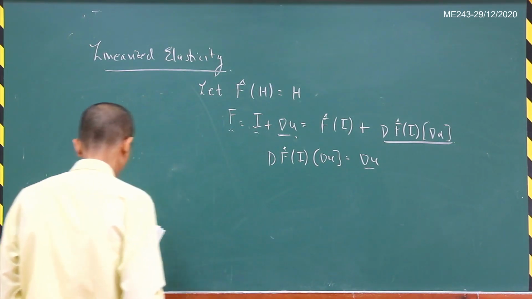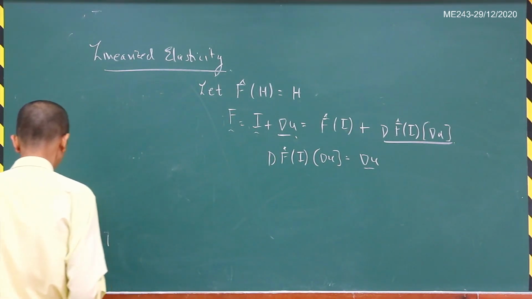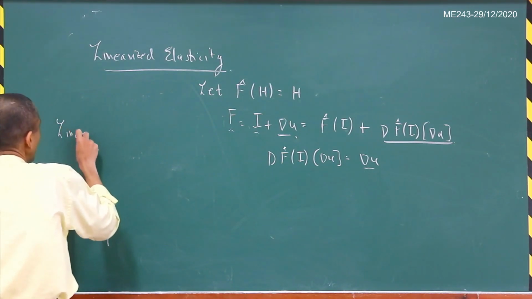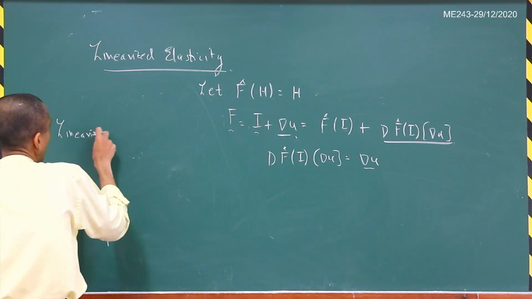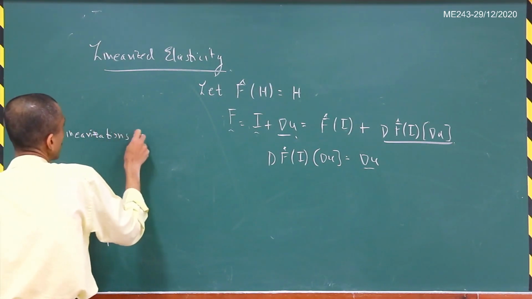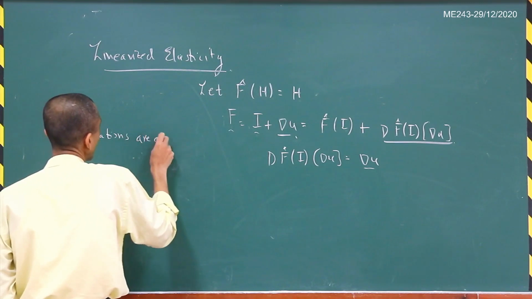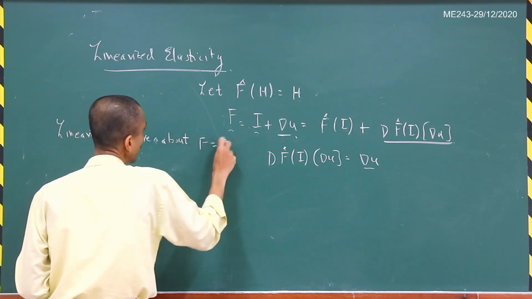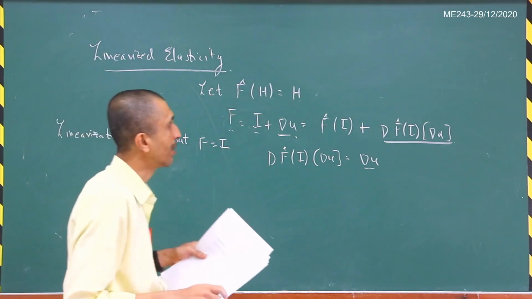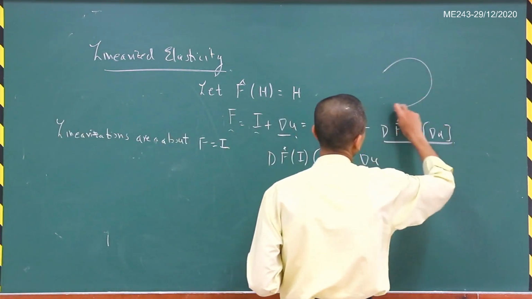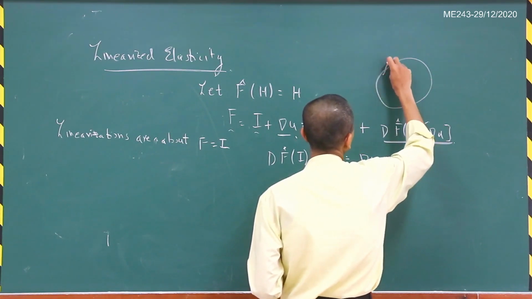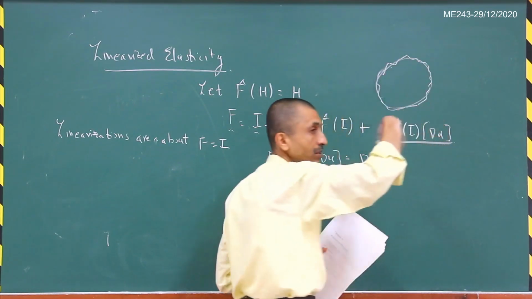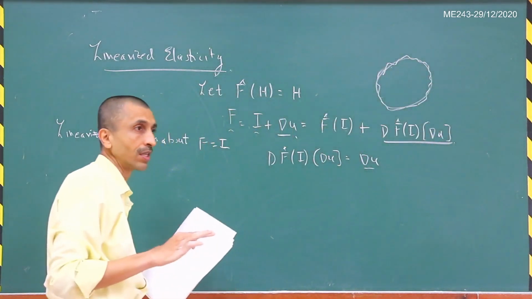So the linearizations are going to be carried out about F equal to identity, which is the reference configuration. So remember, in linearized elasticity, suppose this is your reference configuration, we are considering only very small perturbations, right? Only small deformations of the reference configuration, right?